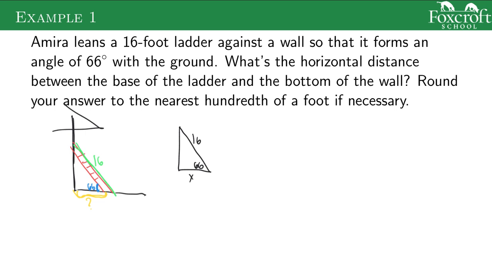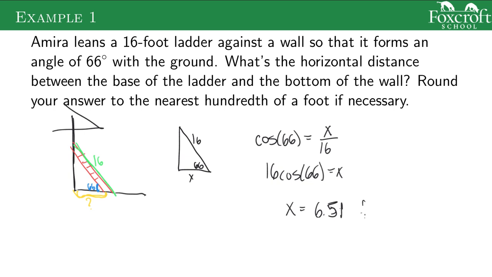Use SOHCAHTOA. Here, cosine of 66 is adjacent over hypotenuse. Multiply both sides by 16, and I get that x is 16 cosine of 66. Make sure you double check that your calculator is in degrees, because we're using degrees. To the nearest hundredth of a foot, which is 2 decimal places, I get 6.51 feet. So this is just like the problems we were doing before, just now you have to draw a picture and figure out what the sides are.